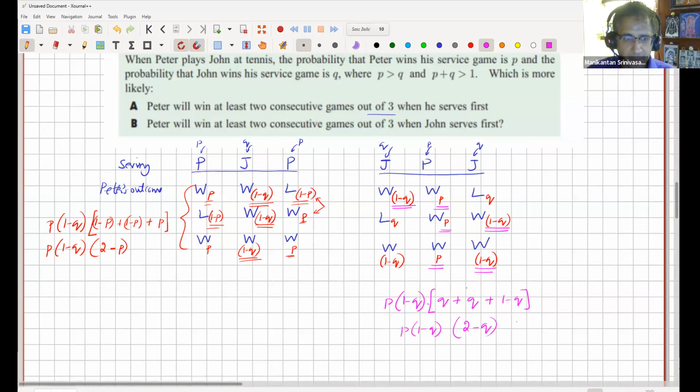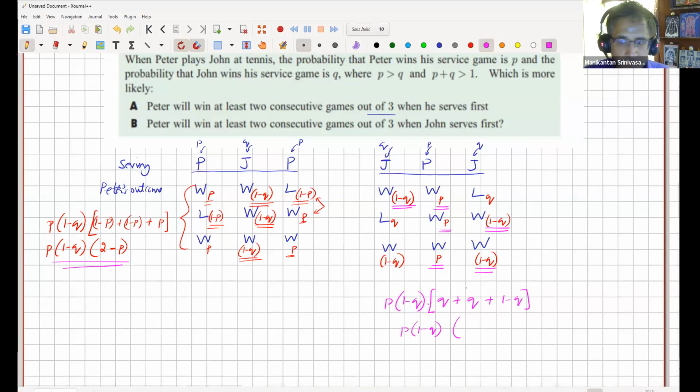Okay, now we are comparing this. So isn't it just 1 plus Q? Sorry, you're right. 1 plus Q. So as opposed to the earlier, it was 2 minus P. Now it's 1 plus Q. Good. Yeah, 1 plus Q.